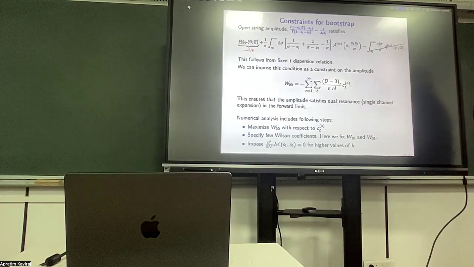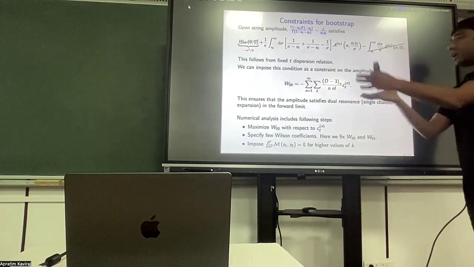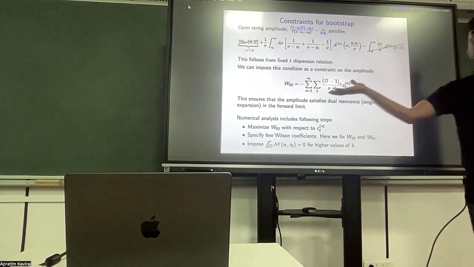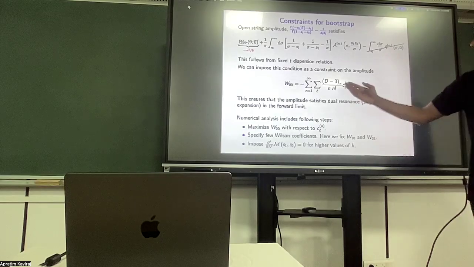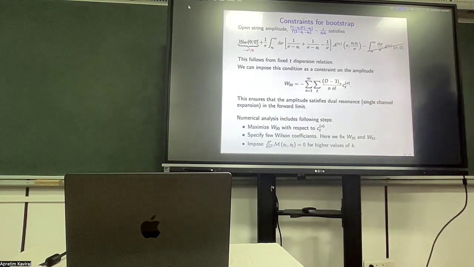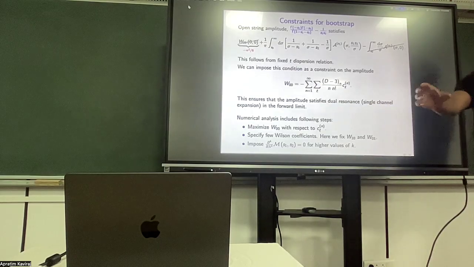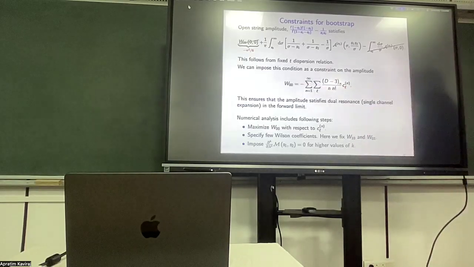So that is another constraint which comes from looking at the string amplitude, that's the motivation for choosing this as a constraint. So we fit that in also. We put this as a constraint, and what is happening is that this is nothing but the amplitude written in the forward limit, setting t equal to 0. So in a way, we have an amplitude which is single channel expanded only at t equal to 0. So this constraint says that.